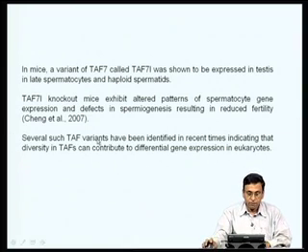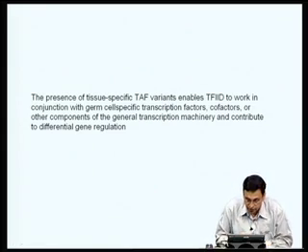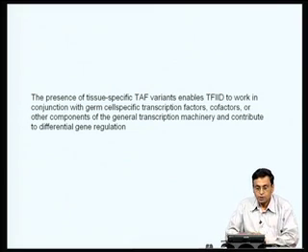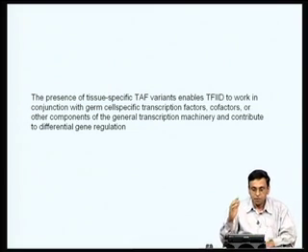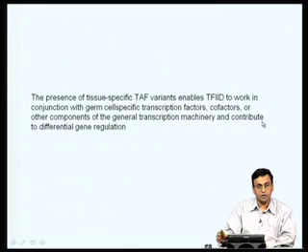So, several such TAF variants have been identified in recent times, indicating that diversity in TAFs can actually contribute to differential gene expression in eukaryotes. So, the presence of tissue specific TAF variants enables the TFIID to work in conjunction with germ cell specific factors, cofactors or other components of the general transcription machinery and contributes to differential gene regulation.